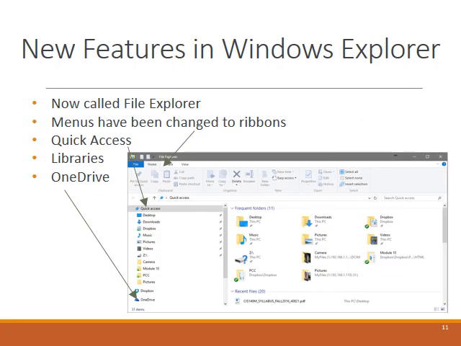So let's talk about some of the new features of Windows Explorer. First off, Windows Explorer in Windows 10 is now called File Explorer. So if you ever see that on a quiz question or something like that, Windows Explorer is now called File Explorer. The menus have now been changed to ribbons, so it's very much like Office 2013 or Office 2016. They've changed File Explorer to sort of match that theme.